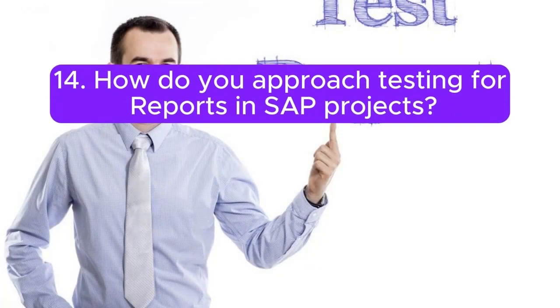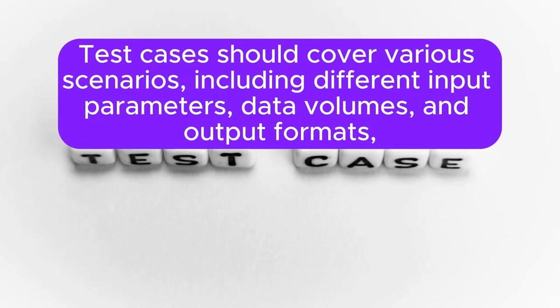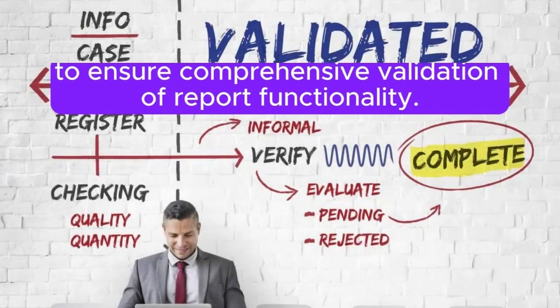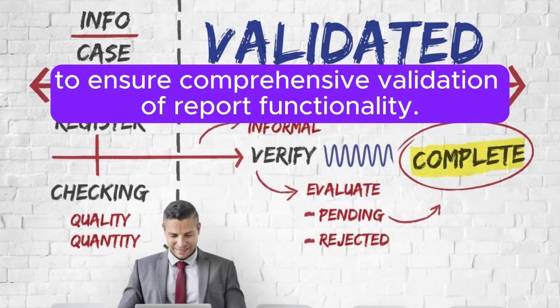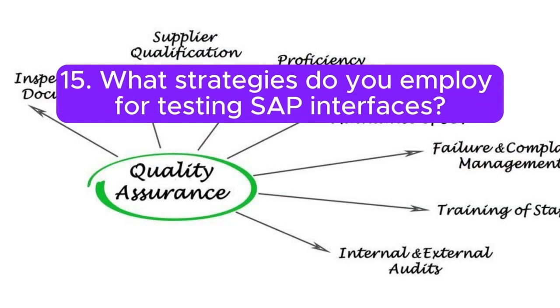14. How do you approach testing for reports in SAP projects? Answer. Testing reports in SAP involves verifying data accuracy, layout consistency, and performance against predefined requirements. Test cases should cover various scenarios, including different input parameters, data volumes, and output formats, to ensure comprehensive validation of report functionality. 15. What strategies do you employ for testing SAP interfaces?